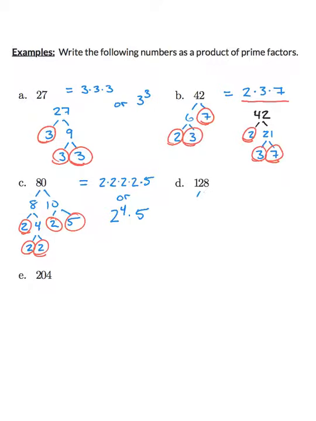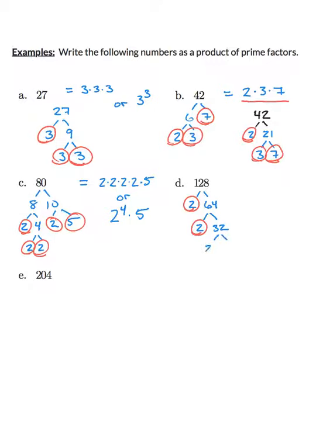For the next example, 128. What are some numbers that multiply to 128? You don't have to worry about thinking too hard on this. For instance, I know it's divisible by 2, so let's start with that. I get 2 and 64. 2 is prime, so I can circle it. 64 is not. I can divide that by 2 as well and get 32. Again, 2 is prime. 32 is not.